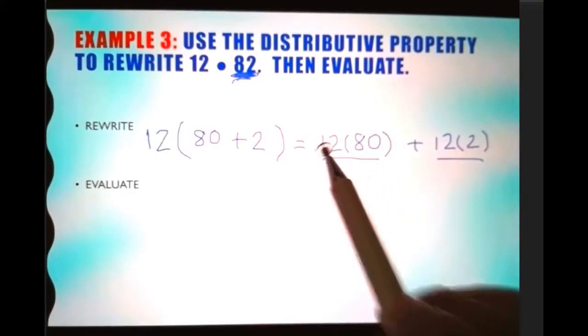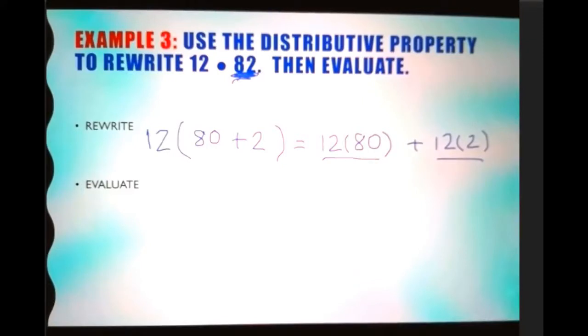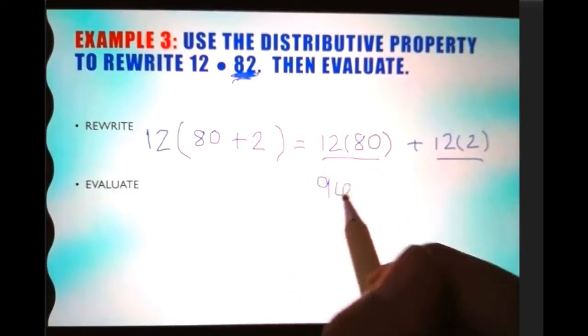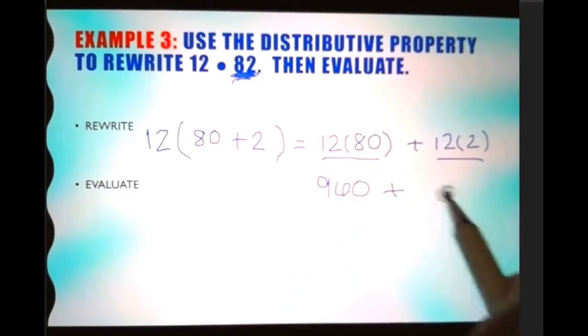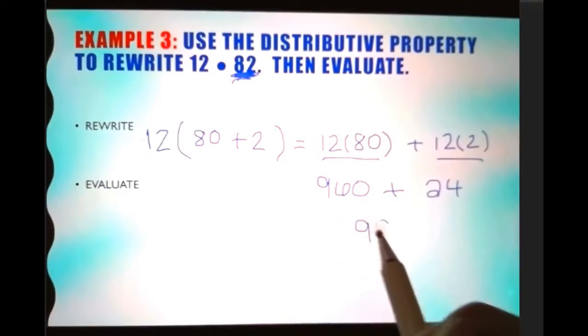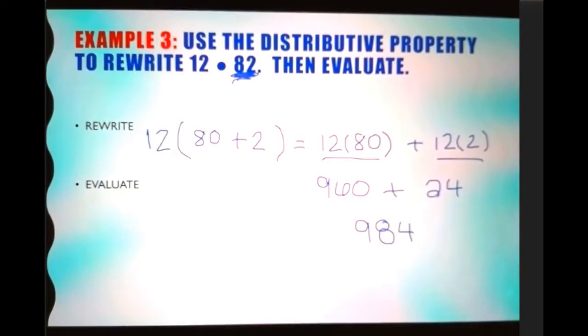So 8 times 10, or 80 times 10, you would kind of multiply those two numbers together and get 800. And then you do 80 times 2, which is 160. So 800 and 160 is 960, or you could use your calculator. And 12 times 2 is 24. Adding them both together, you get 984.